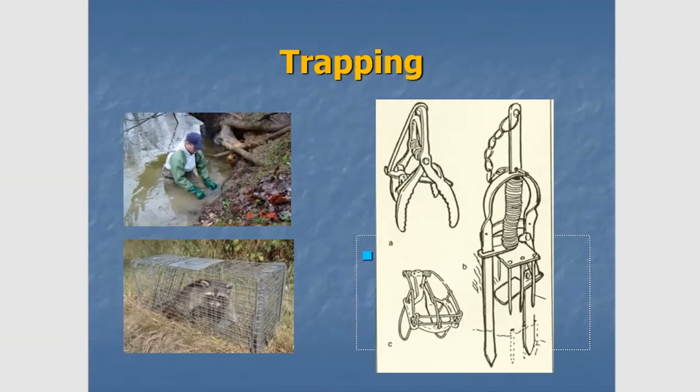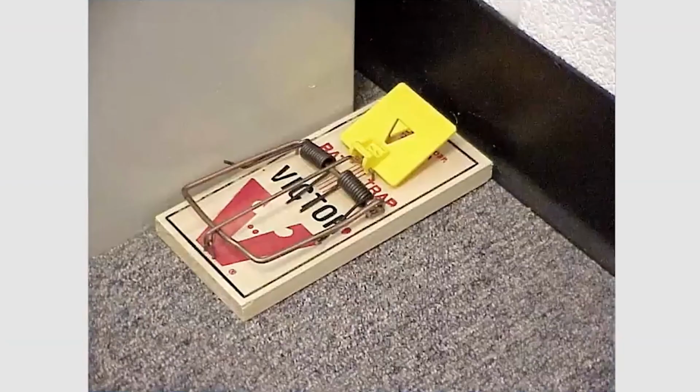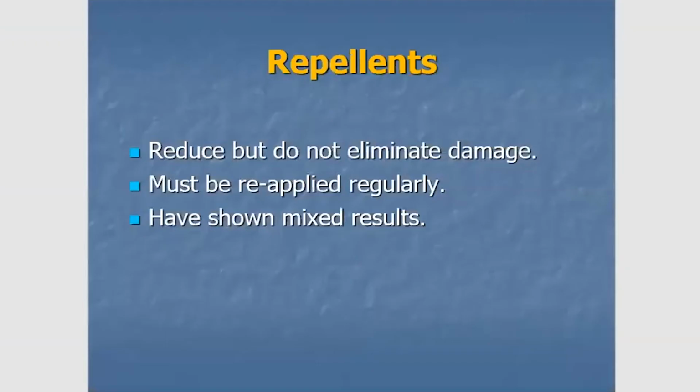Trapping, probably one of our best tools for a number of species. Here you see a few examples of some of the mole traps. Trapping is very effective for beaver. Also, we have a number of traps that are live traps that can be used as well for raccoons or woodchucks, skunks, what have you. And of course, traps are very effective for house mice, as we all know.